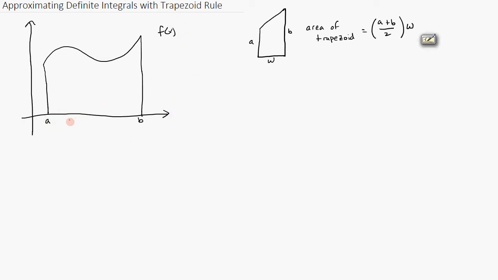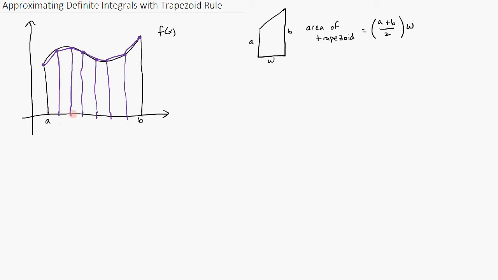So the idea, as usual, is to subdivide the interval. So let's do that. So we've subdivided the interval, and then instead of approximating using rectangles, we approximate using trapezoids. So we mark off the endpoints along the graph, and then we connect them with line segments. And so now each of these slivers has the shape of a trapezoid.